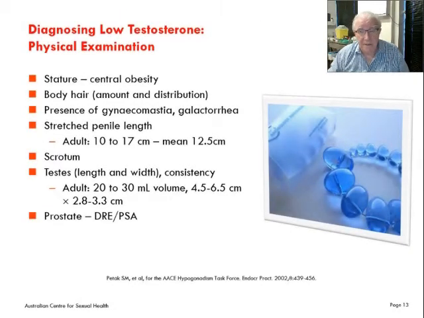When we examine these men, we need to initially look at their stature. There is often a degree of visceral or central obesity as part of a metabolic syndrome. We need to examine for the presence of male secondary sex characteristics, the amount and distribution of body hair, the possible presence of gynecomastia. We need to do a focused examination of their external genitals, recognise that testicular atrophy may eventually occur, and finally we need to regard this as an ideal opportunity for screening for prostate cancer with a digital rectal examination and a PSA.